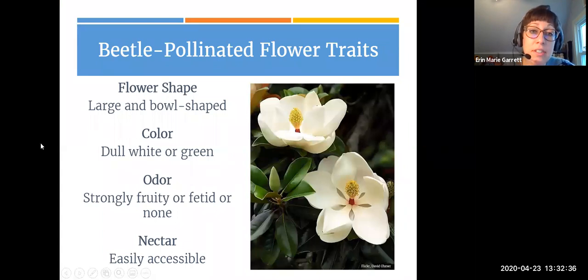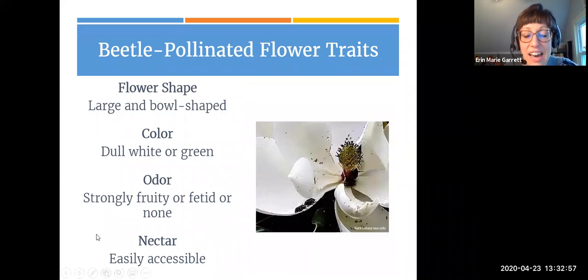And again, when it comes to flower types that they like to visit, large bowl-shaped flowers, dull white or green in color. They can have a really strong scent, but they don't have to, and typically very easily accessible nectar. Now, these beautiful magnolia flowers aren't going to look so beautiful after a beetle comes through and pollinates. They're going to look something more like this. So again, not something we're looking to attract to our garden, but just knowing that they're out there, they are working as pollinators and helping out our flowers.